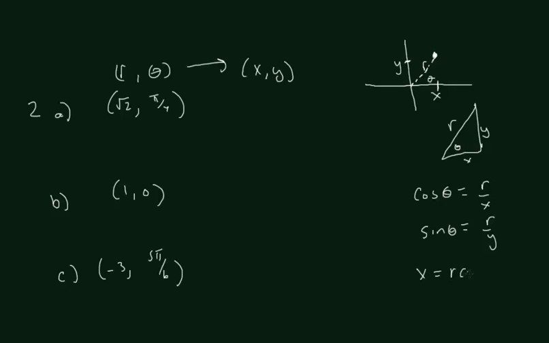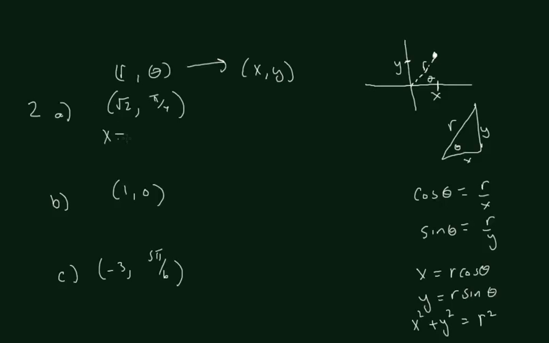x equals r cosine theta, and y equals r sine theta. Another very important one is that x squared plus y squared, through the Pythagorean theorem, is equal to r squared. Okay, so let's come over here and convert these. r and theta are given.